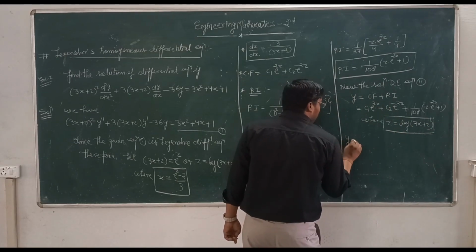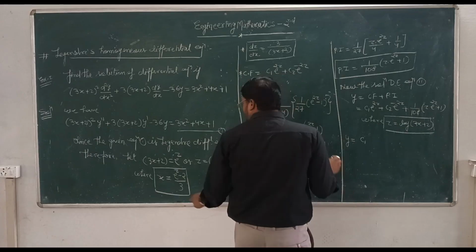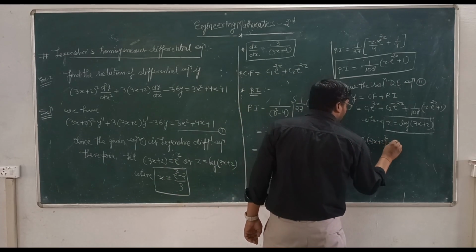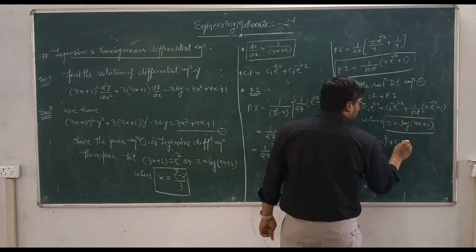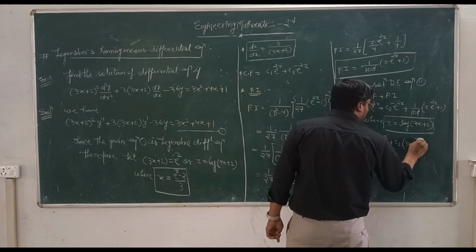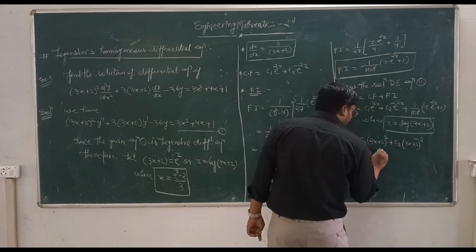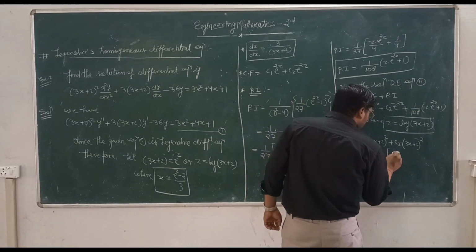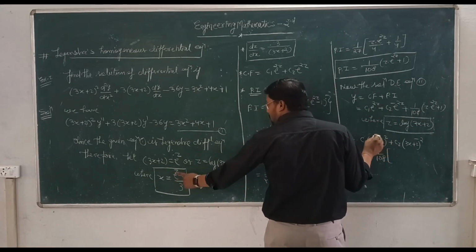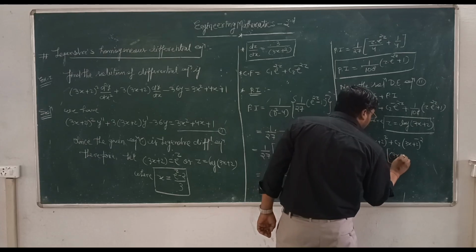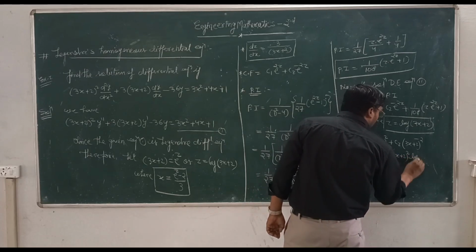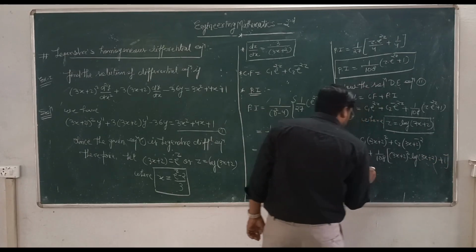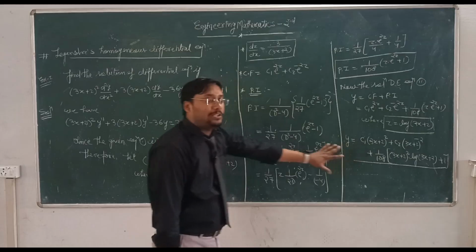Now the solution of y is equal to c1, put the value of e to the power z. This means e to the power z, this means (3x plus 2) to the power 2, plus c2, put the value of e to the power minus z. This means (3x plus 2) to the whole power minus 2, plus 1 upon 108. Put the value of z. This means e to the power, first of all put the value of e to the power z, this means (3x plus 2) to the power 2, into z, this means log (3x plus 2), now plus 1. This is the final solution of the differential equation first.